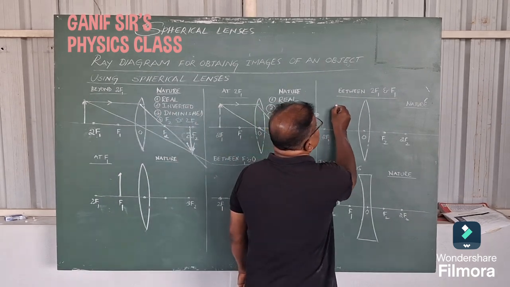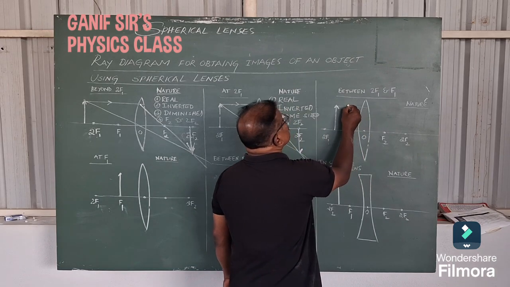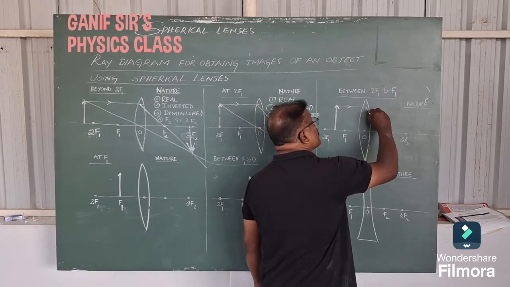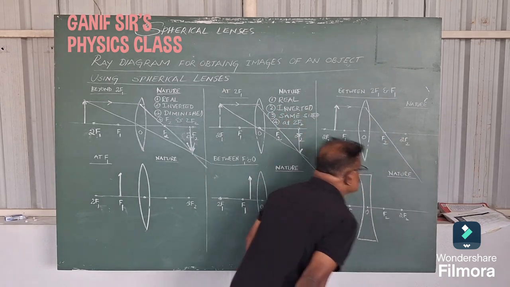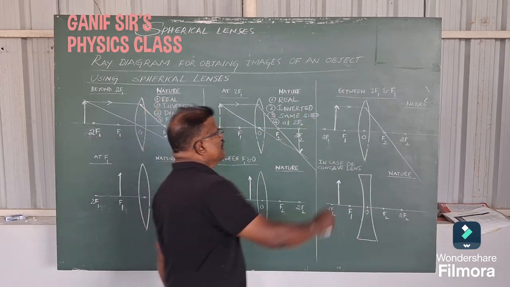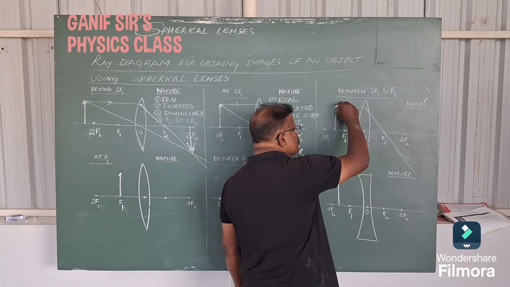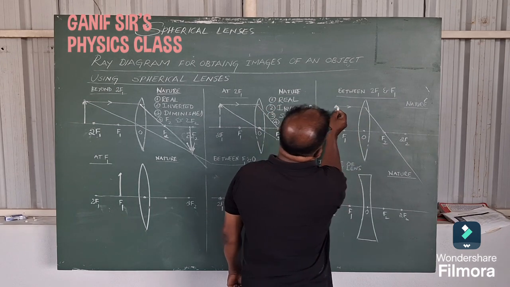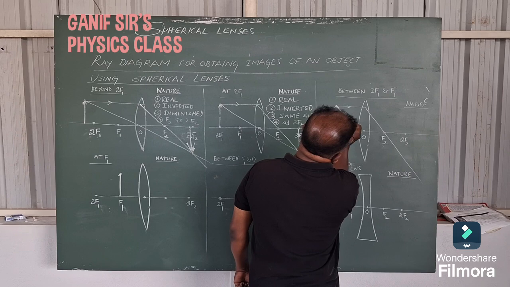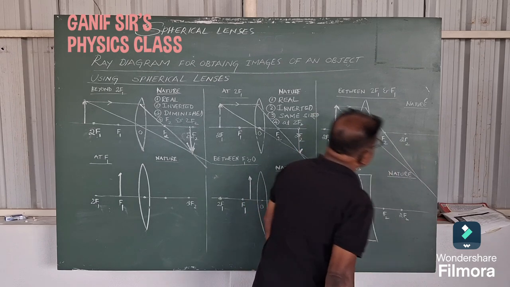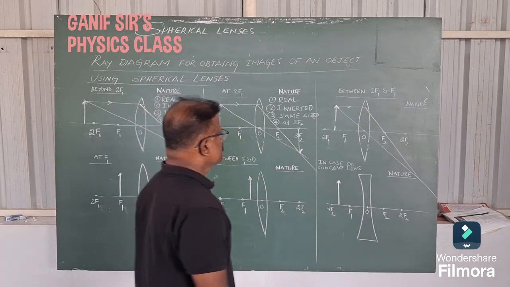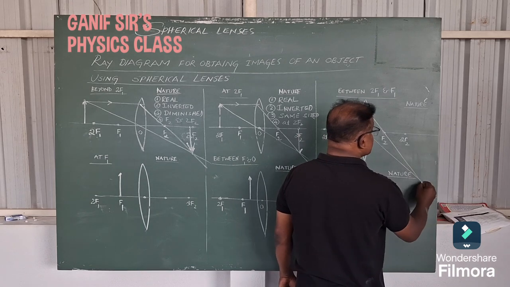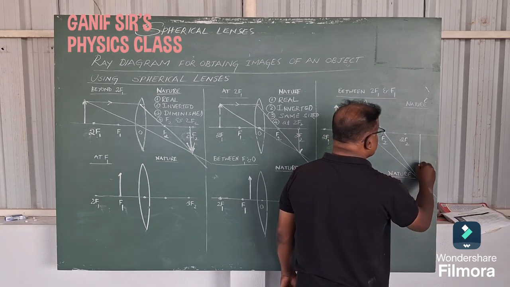Here I am following the same two rules. The first rule: a ray parallel to the principal axis, after refraction, moves through F2. And I am following the third rule, when the ray passes through the optic center O. After refraction, it gets intersected somewhere here.